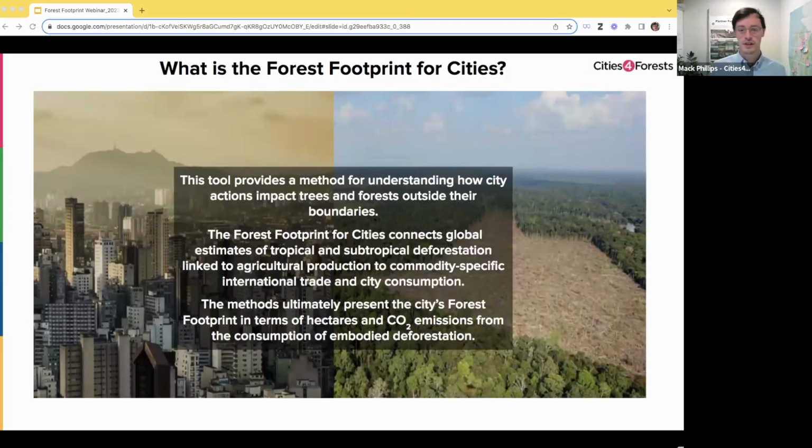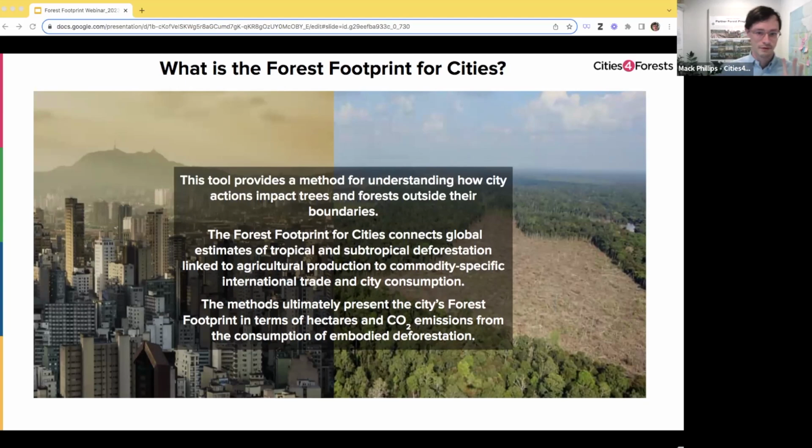So this is a tool that provides a method for understanding how city actions impact trees and forest outside their boundaries. The goal, as Scott said before, is to connect global estimates of tropical and subtropical deforestation linked to agricultural production to commodity-specific international trade and city consumption. The methods ultimately present the city's forest footprint in terms of hectares and CO2 emissions from the consumption of embodied deforestation.